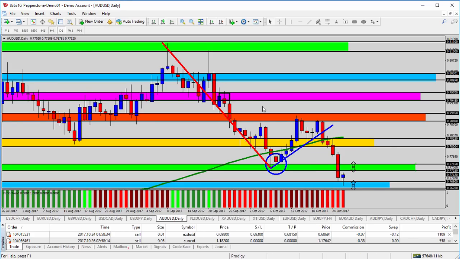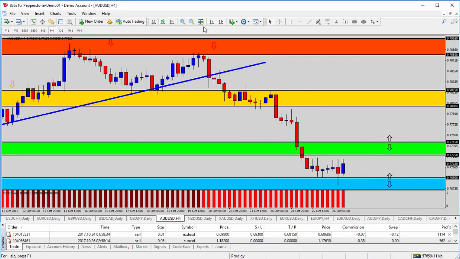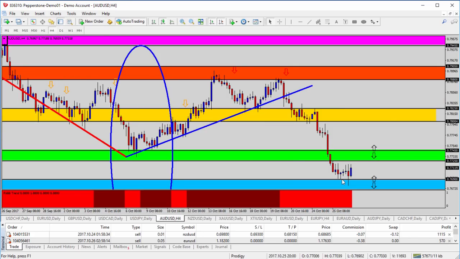Let's take it down to the 4-hour time frame. There's that same green shaded area, blue shaded area. We can already see support here. Again, as long as it's under that green zone, I don't think it's a good idea to go long under the green zone. I think more likely we would be looking to go short on any rally into that green zone.